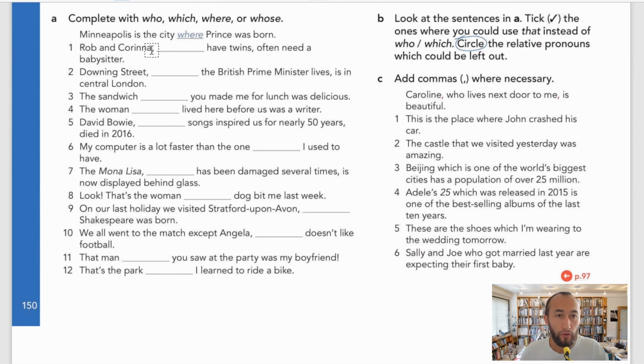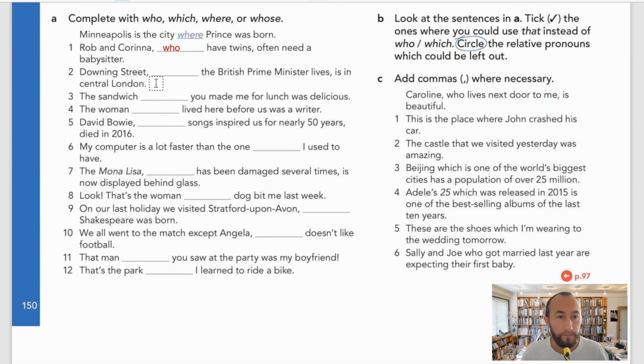Number one, Rob and Karina have twins. Have is a verb, guys. We've got two commas here, so that's a non-defining relative clause. Have is a verb, so it should have a subject here. And also the relative clause is talking about Rob and Karina, who are people. So we're going to use who, guys. You might ask, can we use that here? No. Why? Because after a comma, we can't use that. Don't forget that rule. After a comma, no that, right?